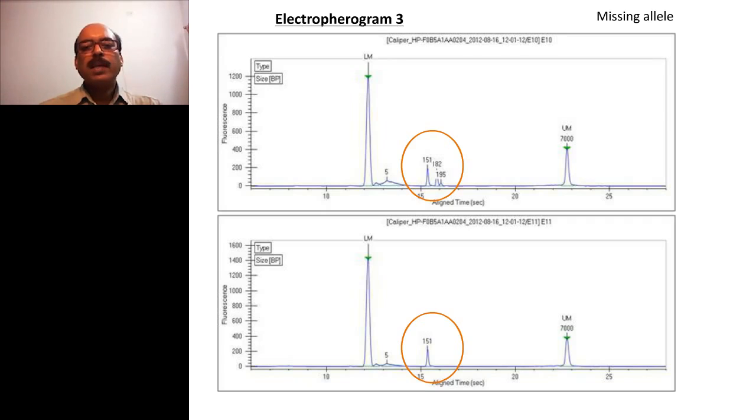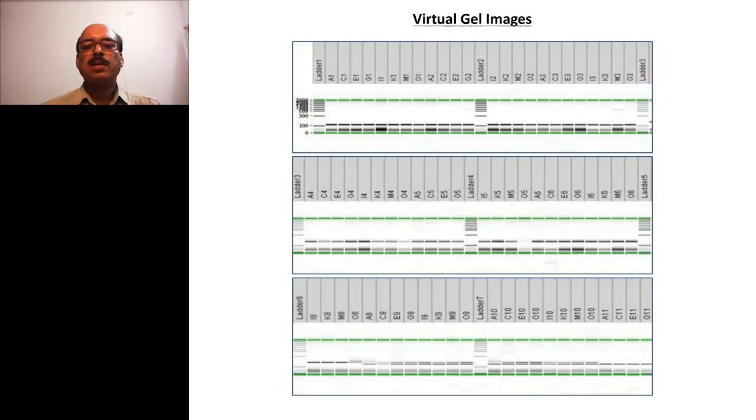It is easy to analyze the data which is coming out of this kind of DNA analysis. Apart from these electropherograms, the system also generates virtual gels, which can be easily used to compare the results on the electropherogram versus a virtual gel image.